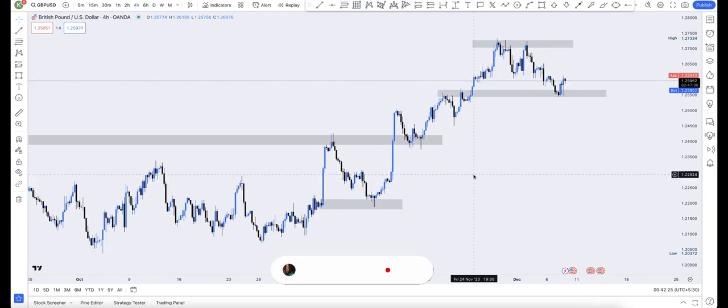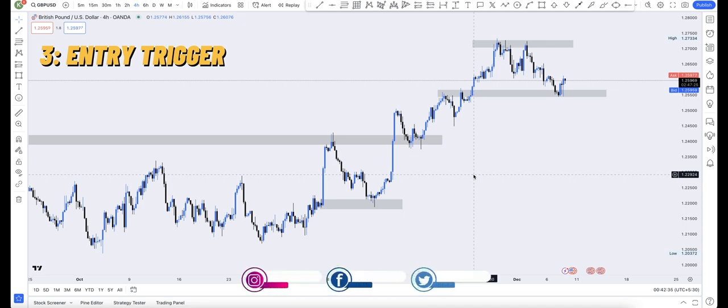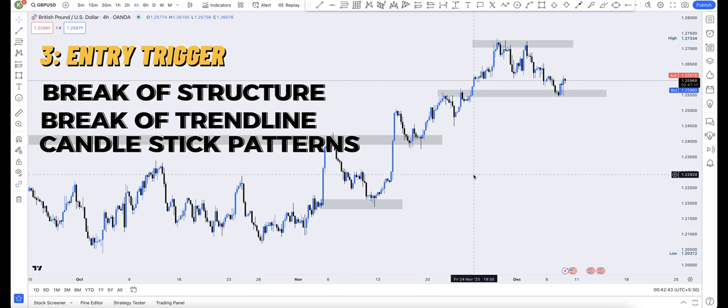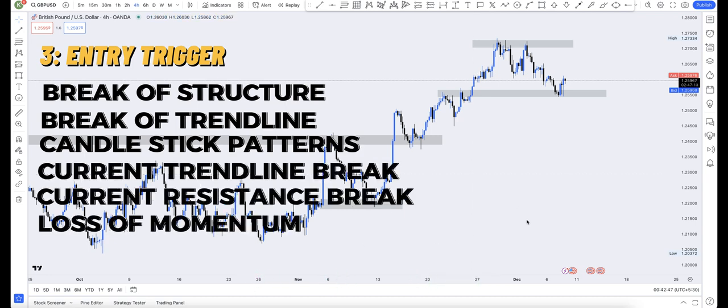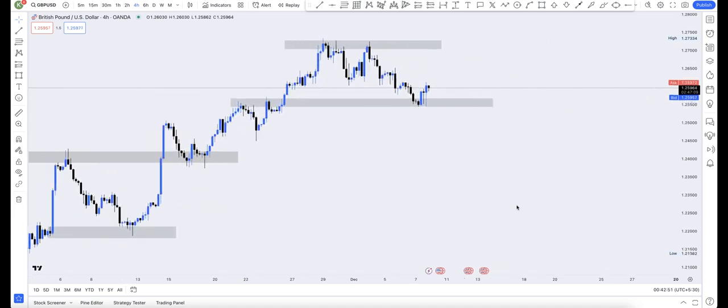The third thing you have to look out for before entering a trade is your entry trigger. The entry trigger depends on the strategy you use as a trader. Some of the entry triggers, or confirmations, we have are break of structure, break of trend line, candlestick pattern, current trend line break, current resistance break, loss of momentum, and a whole lot. That is why I said that it depends on the kind of strategy you use as a trader.